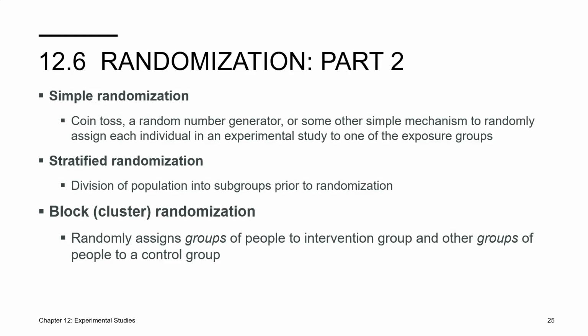And so some of those ways include single randomization. So this could be just a coin toss, a random number generator, or some other simple mechanism to randomly assign them to the experimental study or one of the groups. You could also use a stratified randomization, and this is where you put them in subgroups beforehand and then randomize them. It could also be block randomization, and here's where you put them into groups of people and then put the specific groups as an intervention or control. So it could be like clinics or schools.